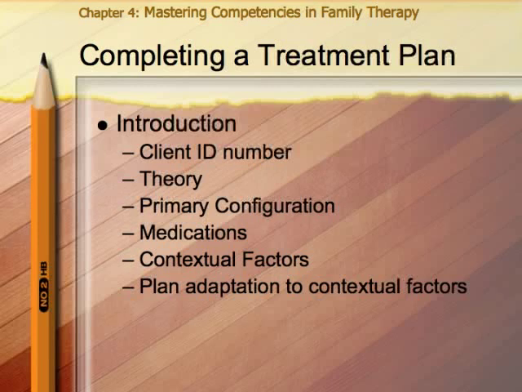The primary configuration, so whether you're working with an individual, couple, or family. Any medications that might be used, and identifying the contextual factors that are important. Diversity issues, dual diagnosis issues, language issues, key things that you really want to keep in mind when you're developing the plan, and then describing how you plan to adapt to whatever these contextual variables might be, such as gender or language. How do you plan to address and make sure that this plan fits for the client based on these contextual factors? And I'll be honest, that part's a little bit hard to write, but it gets you thinking, and hopefully thinking creatively about this.